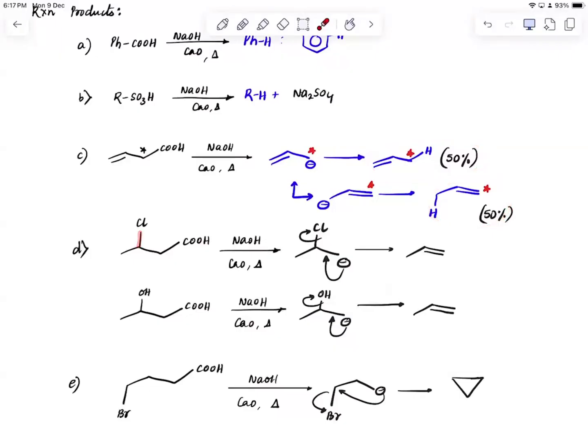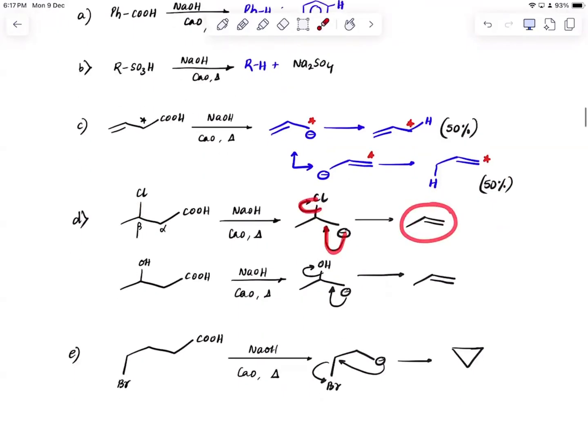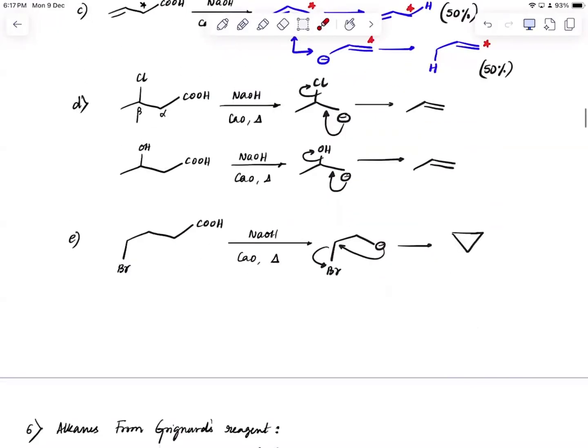If chlorine is present at the beta position, this is alpha and this is beta position, then first the carbanion will come, that will push here and remove chlorine. Instead of an alkane, now you will get an alkene. Same way, even if OH minus is present, this negative charge will be here, push here, OH minus will be released, and you'll get an alkene. And if you have a bromine at the gamma position, that is alpha, beta, and gamma position, then the minus charge can attack internally and remove that bromine, thereby giving cyclopropane. So instead of getting an alkane, these would always convert into cycloalkanes or alkenes. Got it?